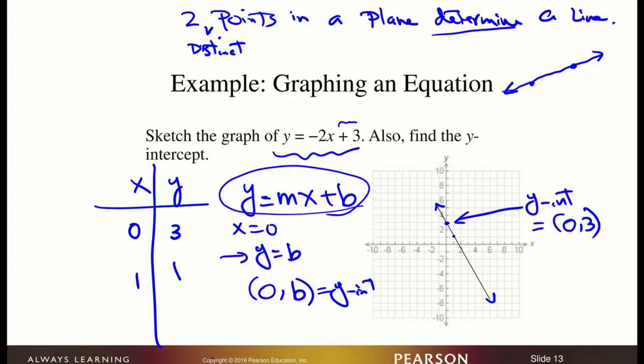Now it would be incorrect to say that b is the y-intercept, because remember, you're in the plane, and in the plane you don't talk about any point with just one value. You always have to give an ordered pair. So the correct language to use would be that the ordered pair (0, b) is the y-intercept, okay? So in this case, of course, the ordered pair is (0, 3).